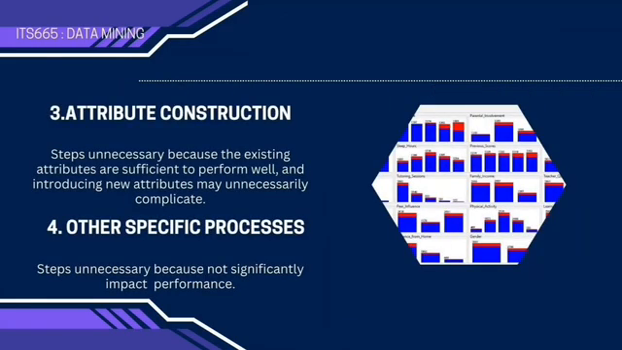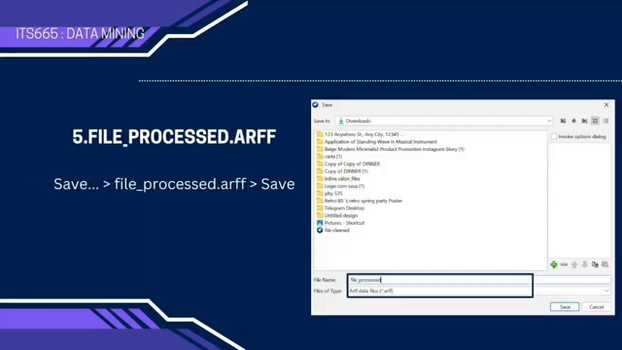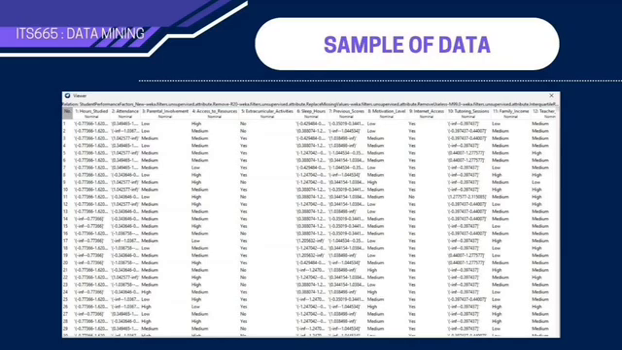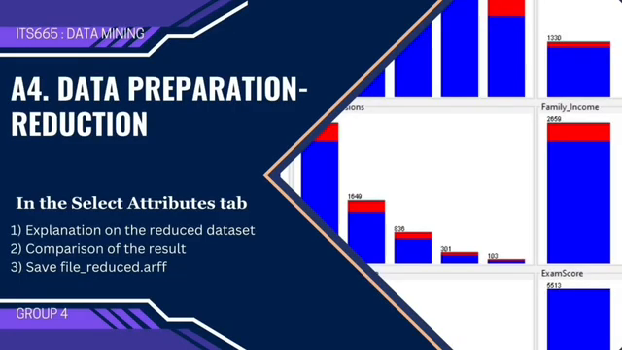Attribute construction. This step is unnecessary because the existing attributes are sufficient to perform well, and introducing new attributes may unnecessarily complicate things. As for the fourth step, other specific processes are also unnecessary because they do not significantly impact the performance. And the last step, we need to save the file with the name file underscore process. So this is the sample of data after we apply A3 to the dataset. Next, we're going to talk about A4, data preparation, reduction.